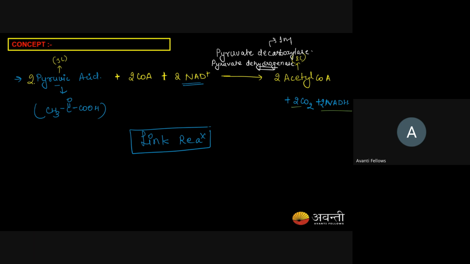Very important. Pyruvate decarboxylase. D means removal. Carboxylase means CO2. Pyruvate dehydrogenase. Dehydrogenase means removal of hydrogens. Done. NAD positive will behave here again as an oxidizing agent.